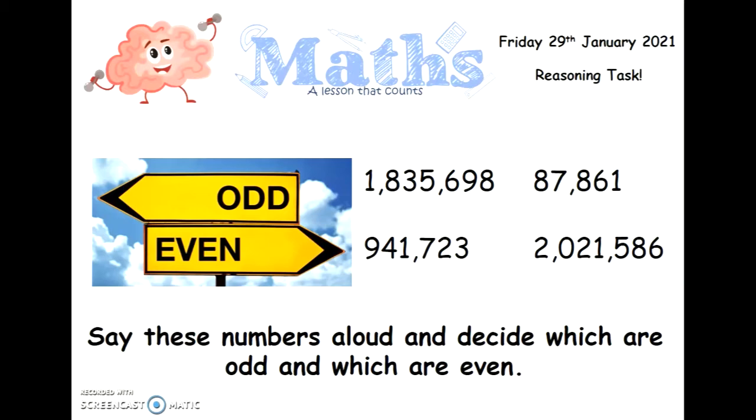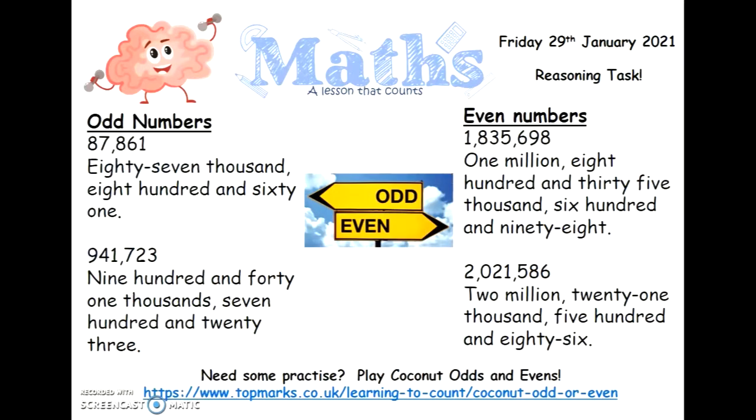Okay, hopefully you have come back and hopefully you have said this. So I've got my odd numbers over here. So I had 87,861. That one was odd, and there it is in words to help you. And 941,723. That one was odd as well. And then over here, your even numbers, you've got 1,835,698 and 2,021,586.